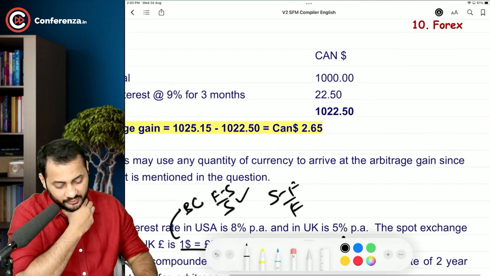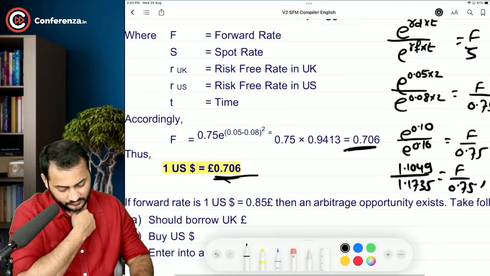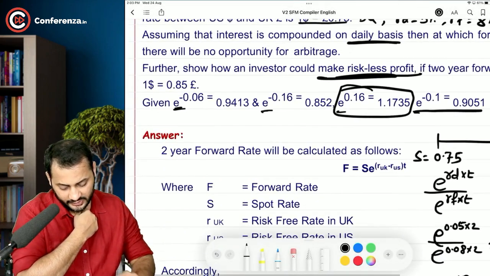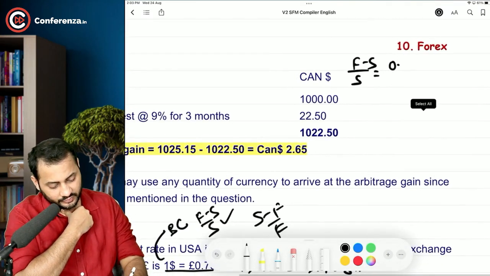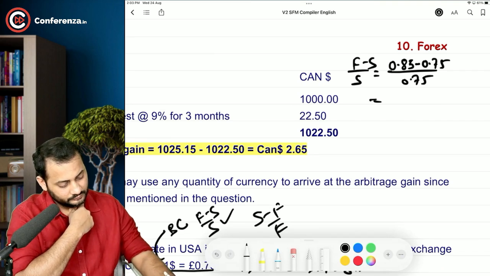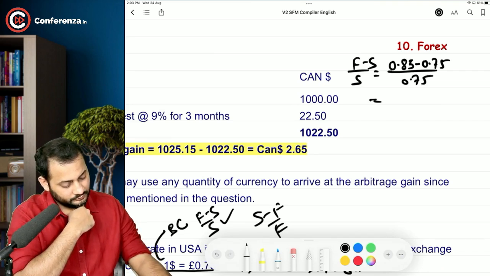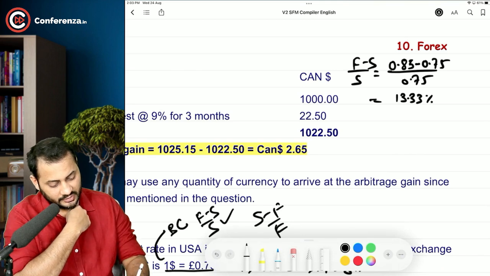So first calculate the premium and discount: F minus S by S. Forward rate is 0.85 and spot is 0.75. See, this is going to be the difficult question for you. 0.85 minus 0.75, divided by 0.75, into 100, that's 13.33%, and that's the premium.